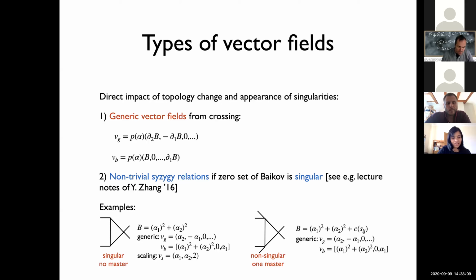Okay, so the simplest example here is the one-loop example. On the left-hand side, you see a massless triangle. The Baikov is here just given by alpha 1 squared, alpha 2 squared.